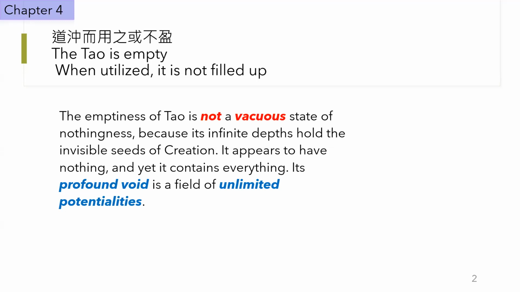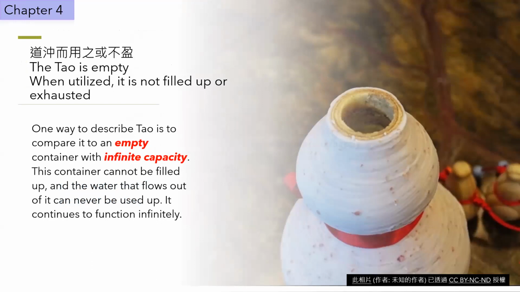It's very abstract, so we need to use an image to describe it. We can think of it this way. Tao is empty. When utilized, it is not filled up or exhausted. On this slide, I add the word exhausted. One way to describe Tao is to compare it to an empty container with infinite capacity. This container cannot be filled up, and the water that flows out of it can never be used up. Therefore, it continues to function infinitely. Tao is like this.